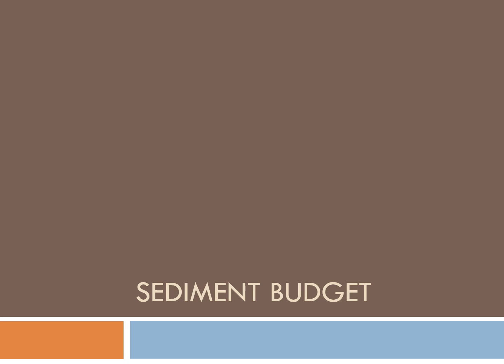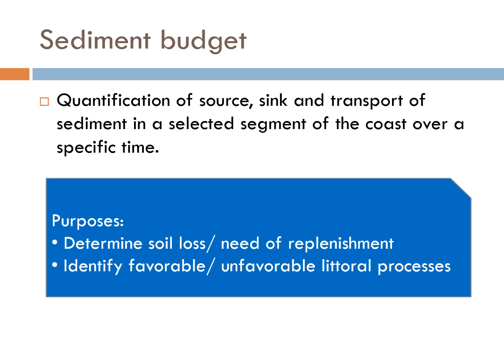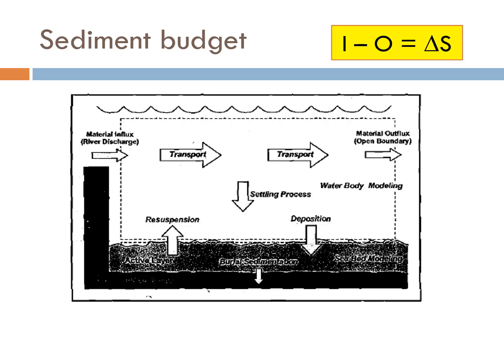Today we continue with the topic on coastal littoral processes. We'll begin by looking at sediment budget, which is the quantification of source, sink, and transport of sediment in a selected segment of the coast over a specific time. The purpose is to determine soil loss and thus the need of replenishment, and also to identify favorable or unfavorable littoral processes.